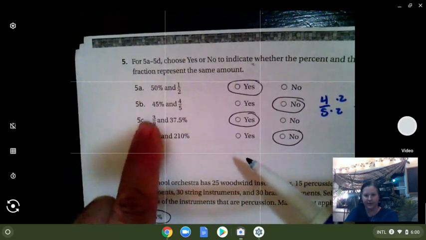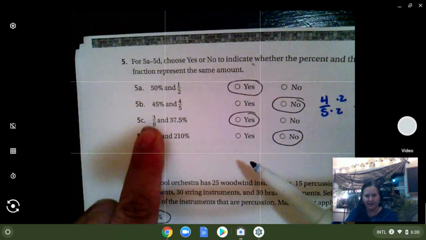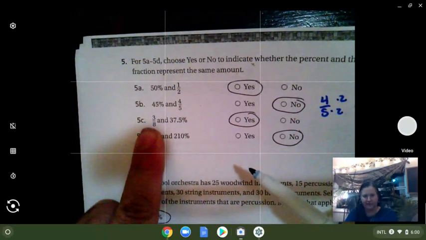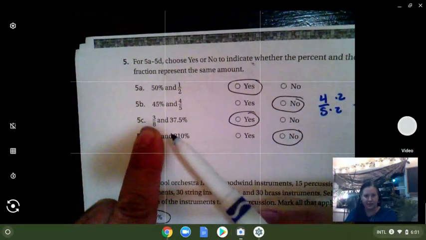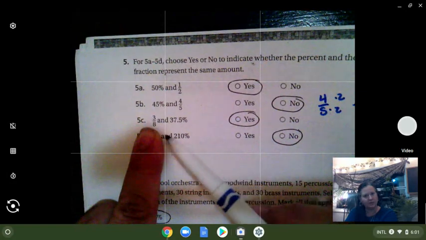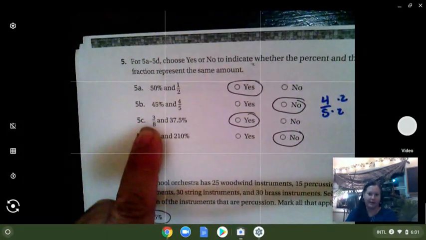All right, this one you could divide 3 divided by 8. It will give you 0.375 when you divide that out. So in order to turn it to a percent, you move your decimal twice, and those are equal amounts.